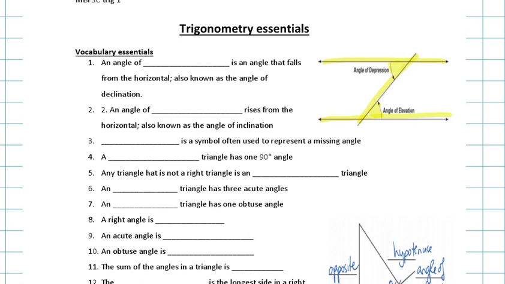Okay? So an angle of depression is an angle that falls from the horizontal, also known as the angle of declination. It falls from the horizontal means angle of depression. Okay? Because it falls from the horizontal. An angle of elevation rises from the horizontal. And also known as the angle of inclination.